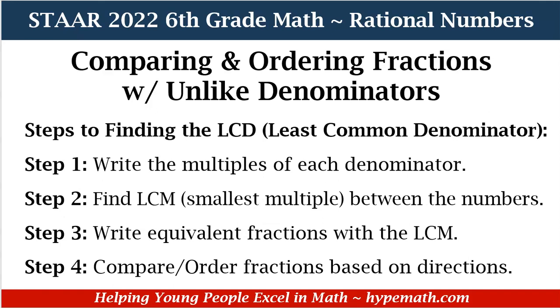Here are the steps to finding our least common denominator or our least common multiple. Step 1, write the multiples of each denominator. Step 2, find the LCM, or the smallest multiple between the numbers. Step 3, write the equivalent fractions with the LCM. And step 4, compare or order the fractions based on the directions.